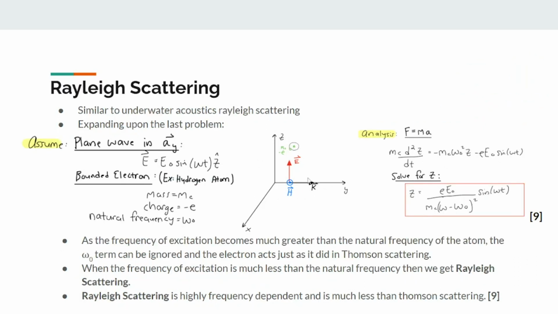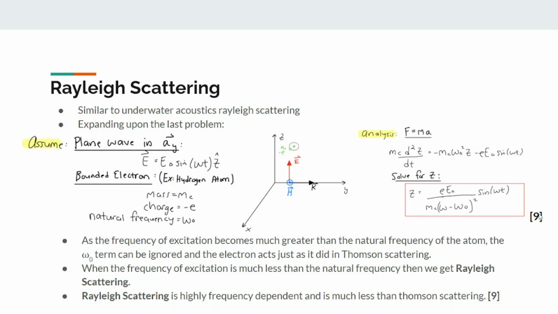As for Rayleigh scattering, as I said before, it's similar to underwater acoustics. If we expand upon the problem, this is another analysis. Now this is not a free electron, it's bound. This is actually hydrogen. If we do the same analysis, this is the force from the actual proton in the middle. There's an attractive force there. If we solve again for z, we see that it's sinusoidal, and it depends on the natural frequency of this atom.